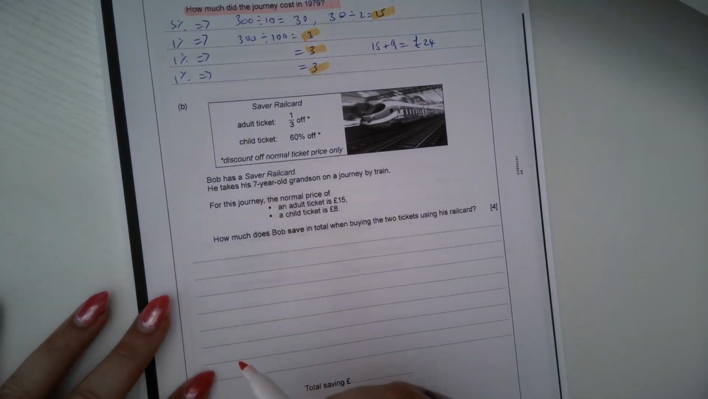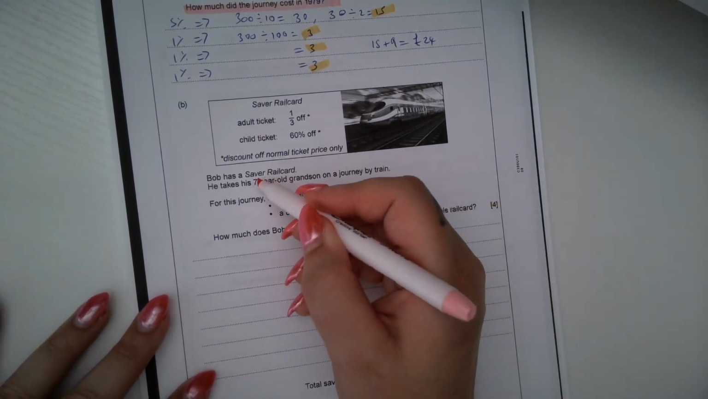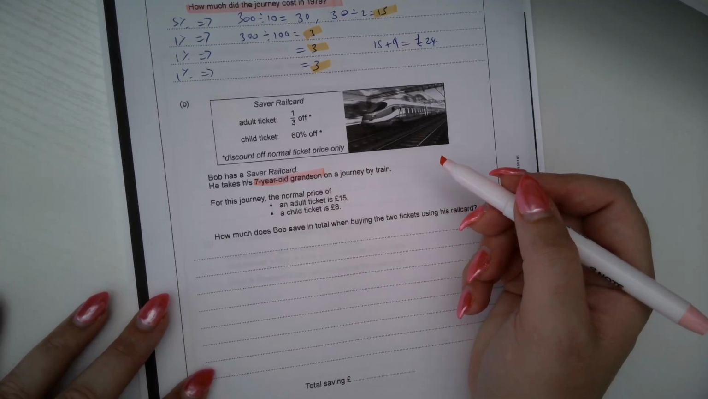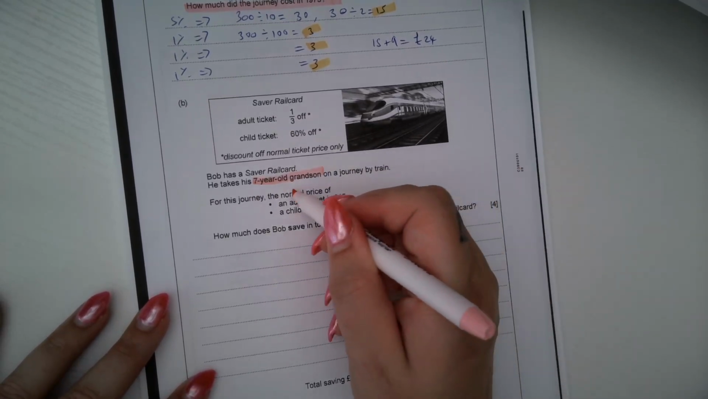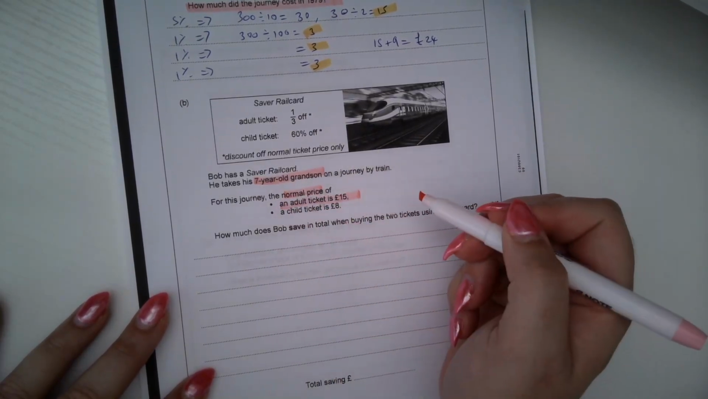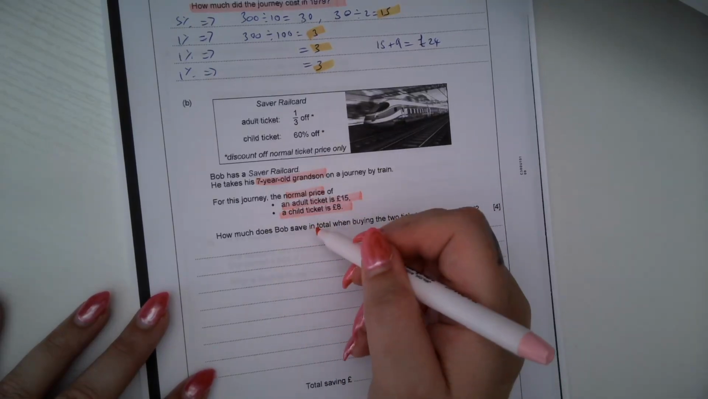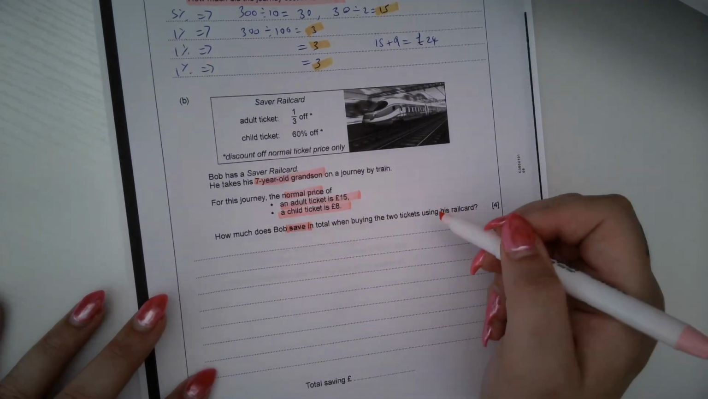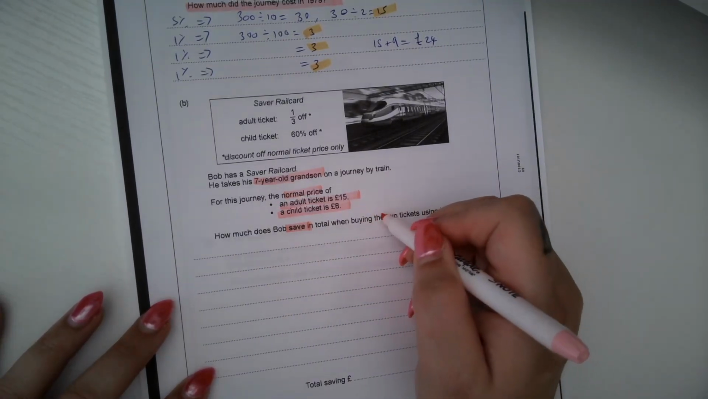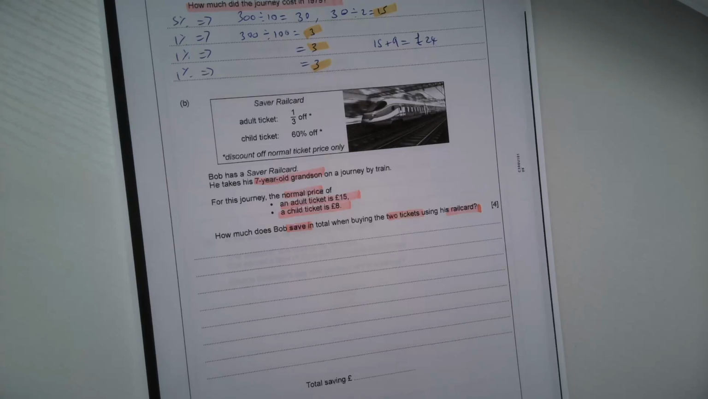So Bob has a Save a Rail card and he's going to take his 7-year-old grandson on a journey by train. For this journey, the normal price of an adult ticket is £15 and the child ticket is £8. How much does Bob save in total when buying 2 tickets using his rail card? Okay, so we're going to work out the discount that he gets for each of those tickets.